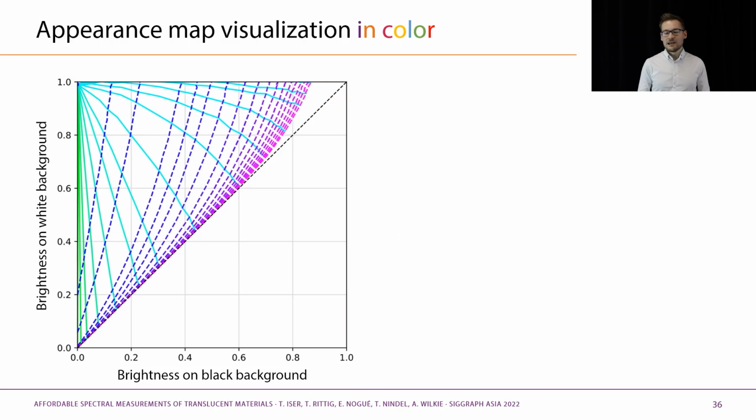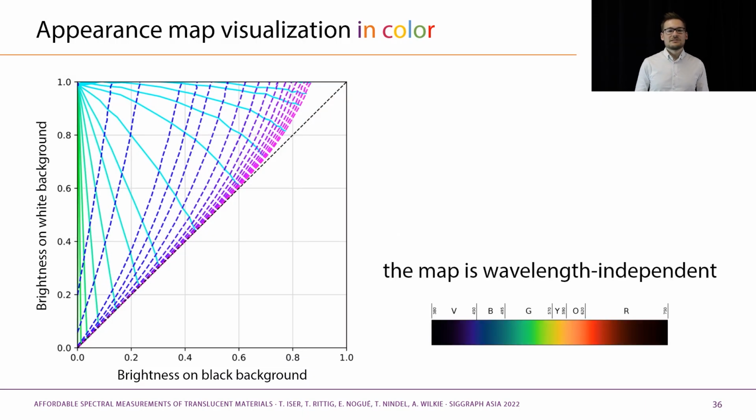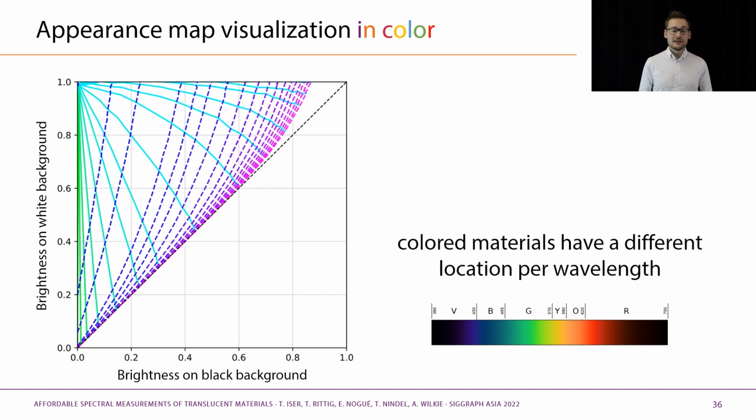What you have just seen is the behavior of monochrome materials. So what about colors? The key property of the map is that it is wavelength independent. We only need to simulate it once and then apply it to each wavelength in the same way. Colored materials that have spectrally varying properties simply have a different position in the map for each wavelength.